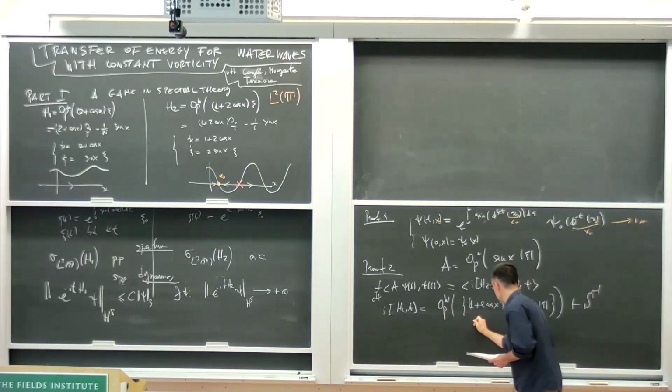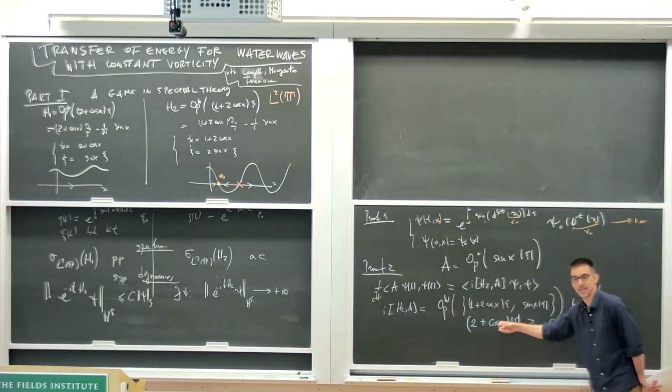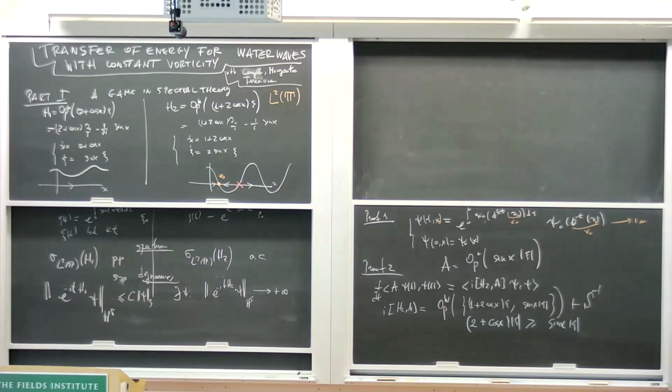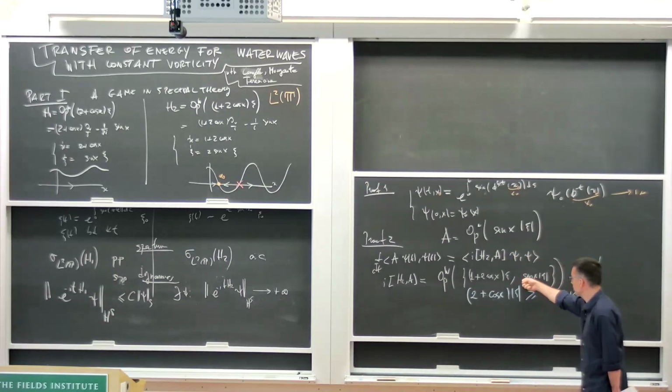So it's a Poisson bracket. You compute this symbol, and this symbol is 2 plus cosine x modulus of xi. And then you realize that this symbol is, of course, greater than sine x modulus of xi, because I have here 2 xi and then this correction. Okay, and so the symbol is greater than this.